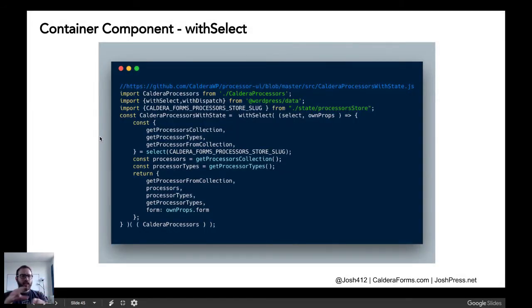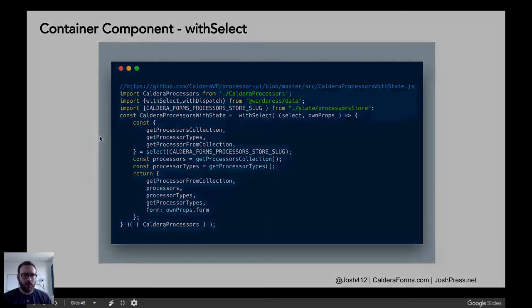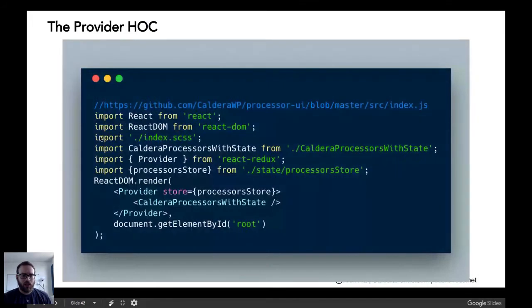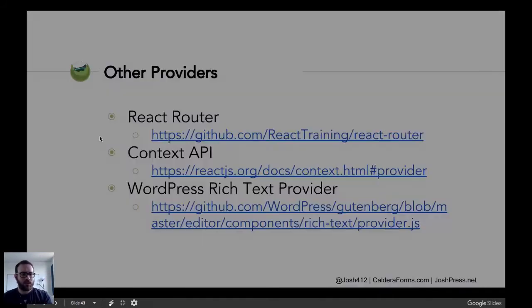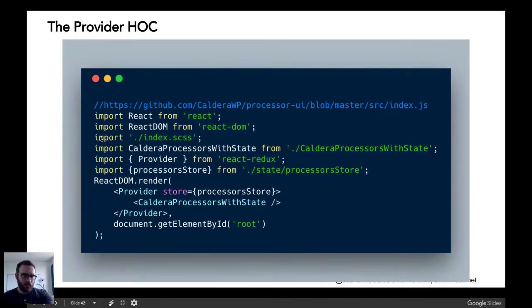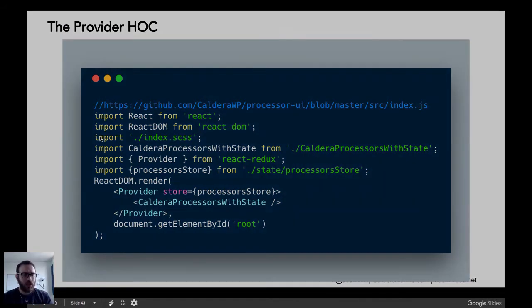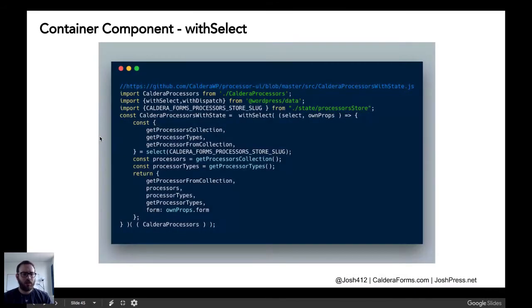Because this is this Caldera processors with state. If I go back a few here, you'll see this was my provider HOC wrapping Caldera processors with state. And then in this example, React DOM is just rendering it. But I would put the same thing into my test, with the test render.